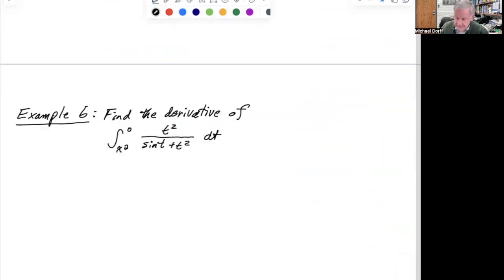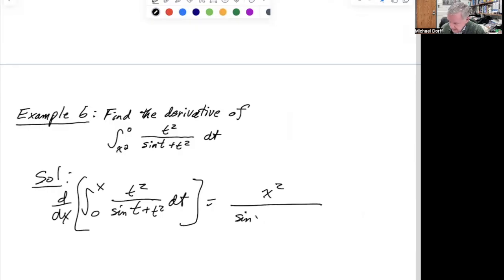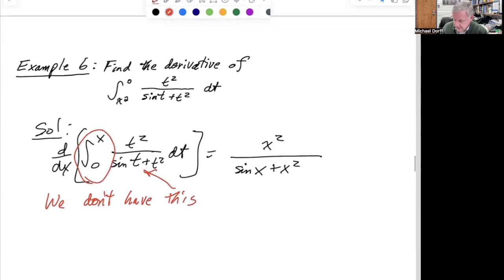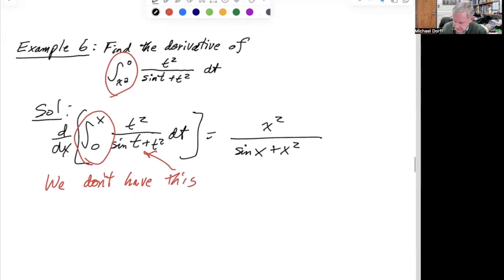Okay, let's look at this example. It's a very basic problem to take the derivative of that with respect to x and use the fundamental theorem of calculus, and it would just be x squared over sine of x plus x squared. That would be it. But that's not what we have, because this is different than what I have up here. So we have to change this.